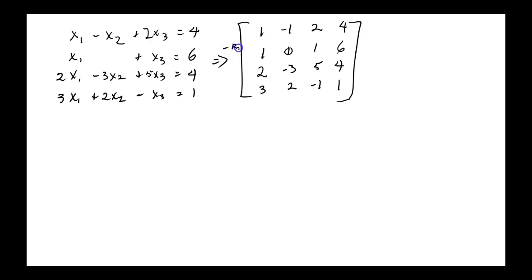Negative row 1 to row 2. That will do it, won't it? That will make this one a 0. Okay? So, write down the first row. You're using that 1. 1, -1, 2, 4. Okay, what does the new second row become? 0, -1, 0, and 5.